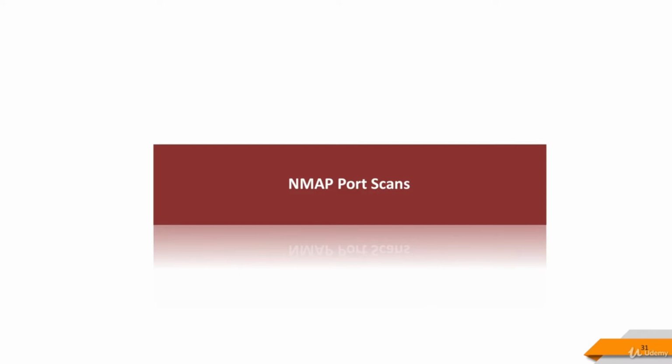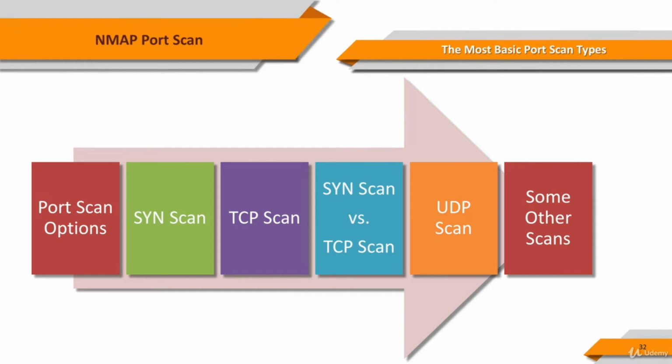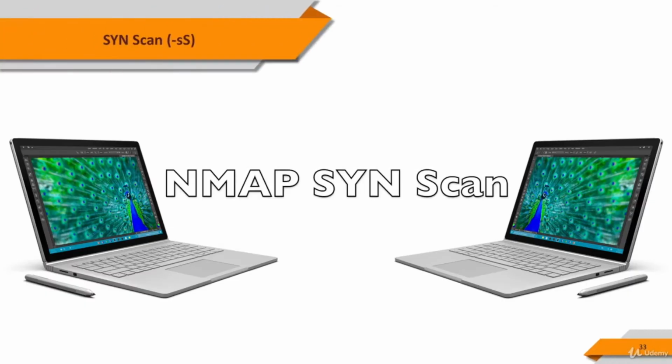Port scanning is usually done in the initial phase of a penetration test in order to discover all network entry points into the target system. Port scan takes the biggest part of our Nmap lectures. In what I would call the most basic port scan types lectures, we see the following: Nmap options of port scanning, SYN scan, TCP scan, comparison between the SYN scan and TCP scan, UDP scan, and some other types of port scans. SYN scan is the default and the most popular scan option for good reasons.